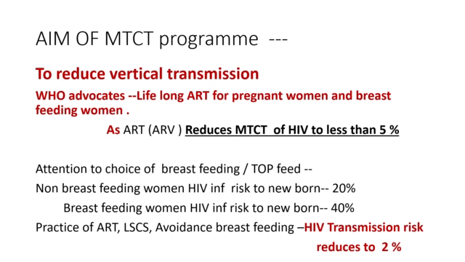The aim of the MTCT program is to reduce the vertical transmission. WHO advocates lifelong ART for pregnant and breastfeeding women, as ART reduces MTCT of HIV to less than 5%. Attention to the choice of breastfeeding or top feeding should be given. If a non-breastfeeding woman with HIV infection is there, the risk of newborn transmission is 20%, and for a breastfeeding woman with HIV infection the risk to the newborn is 40%. Hence, the use of ART in pregnancy, delivery by LSCS, and avoiding breastfeeding will reduce the HIV transmission risk to 2%.